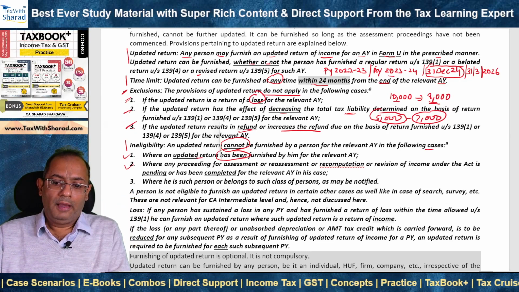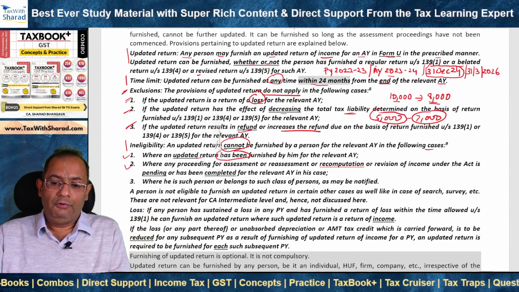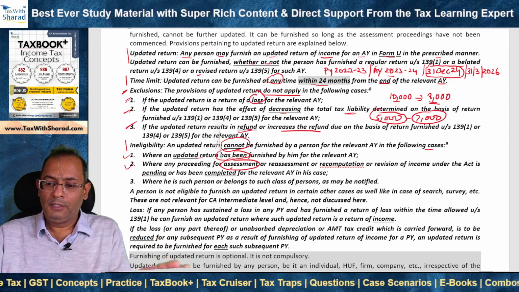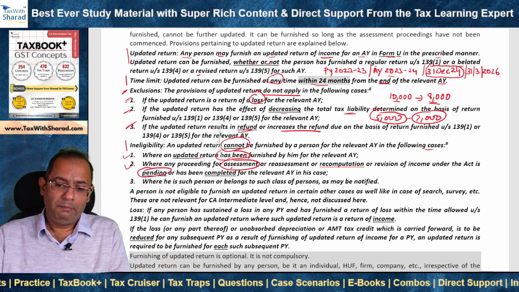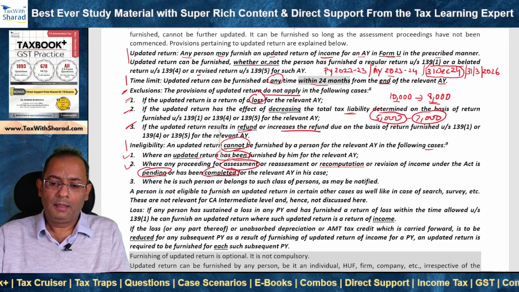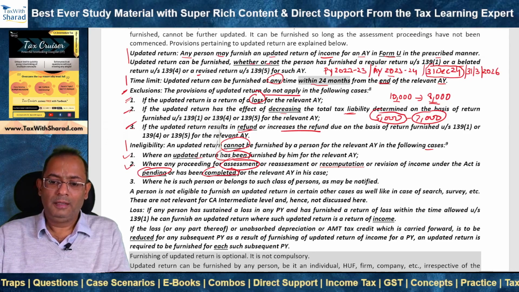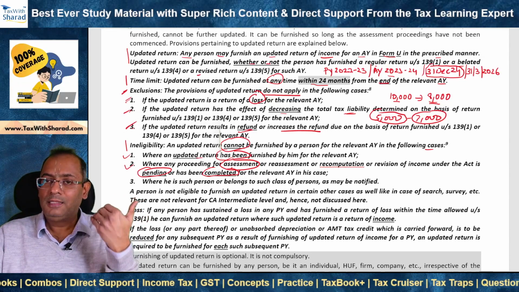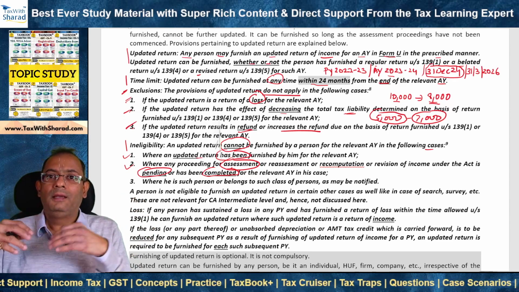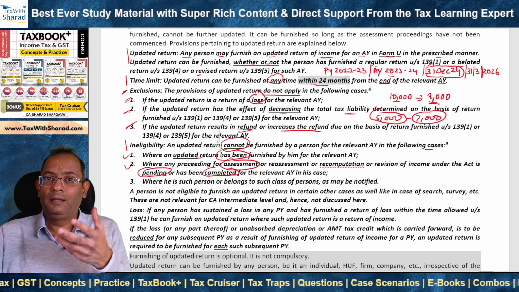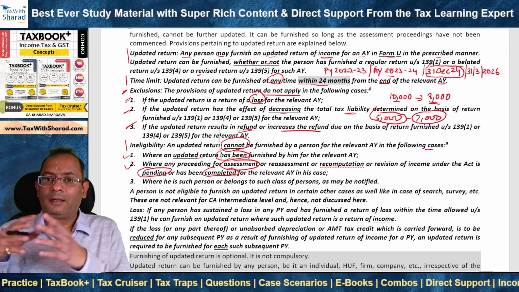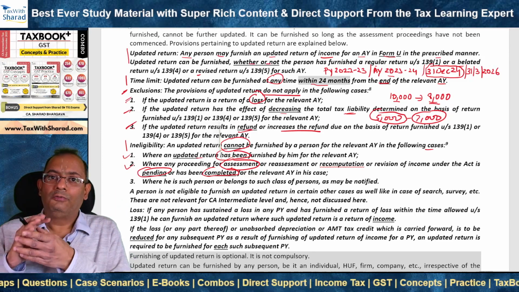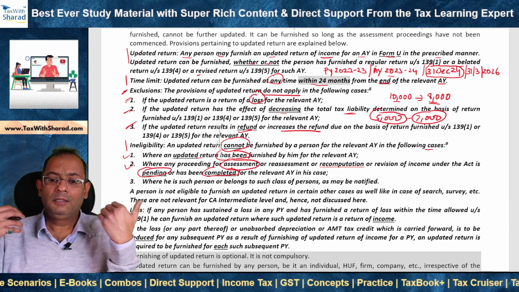Point number 2, an updated return cannot be furnished where any proceeding for assessment or reassessment or recomputation or revision of income under the Act is pending or has been completed for the relevant assessment year. Okay. So when the taxpayer files the return of income, the assessing officer may initiate the proceedings of assessment, whereby he will make some inquiries, etc., and follow a due process of law, and then finally determine the amount of income and the amount of tax payable or refundable. So that is the process of assessment.